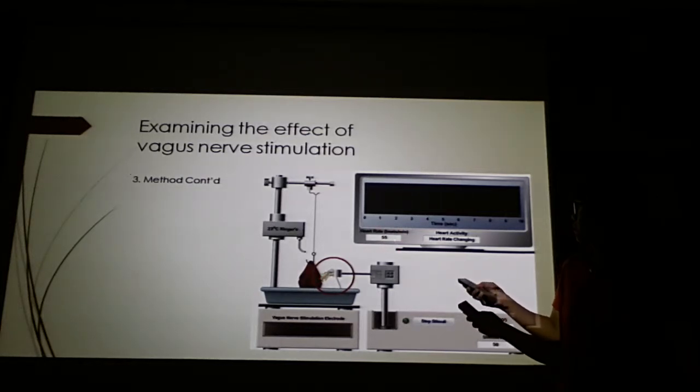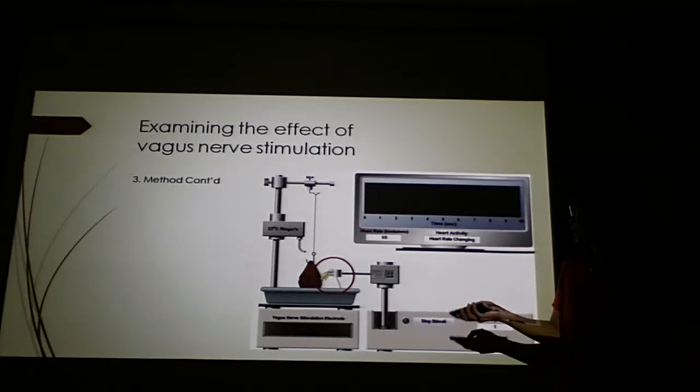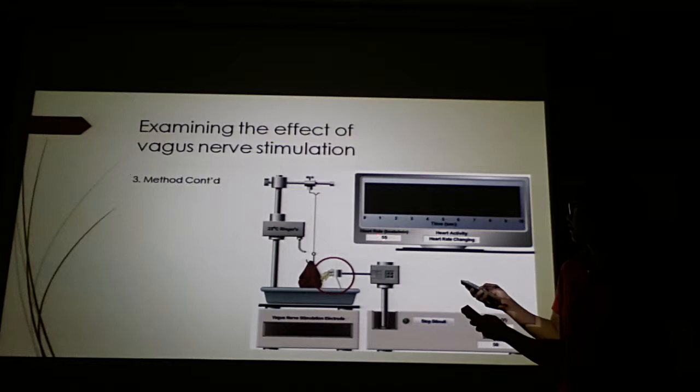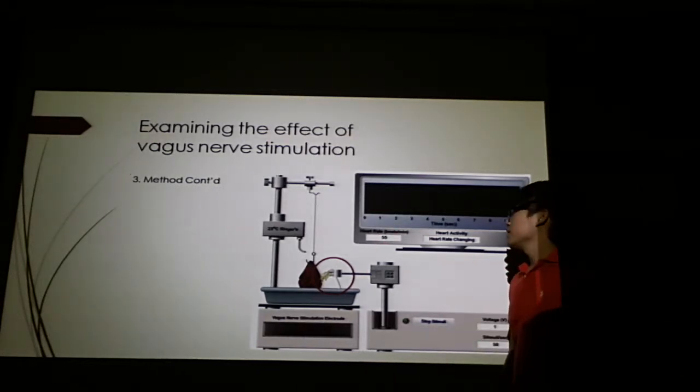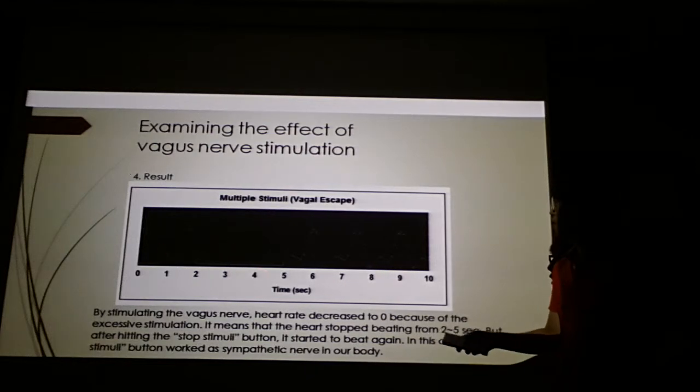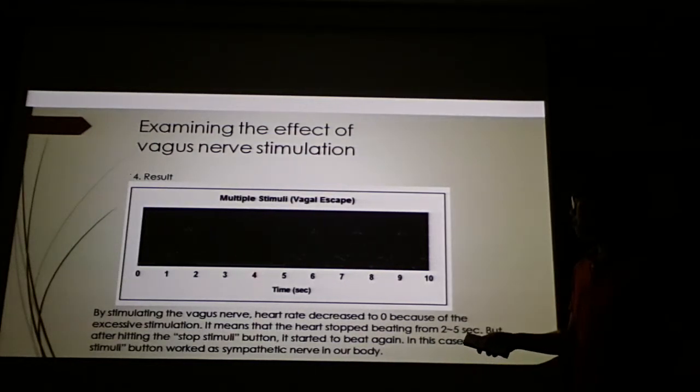you may have realized the heart rate was 61 in the normal status, and it decreased a little. And the decrease continues, then the heart stops for 3 seconds, and when we hit the stop stimuli button, it starts to beat again in 5 seconds.